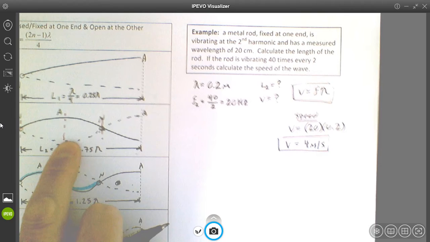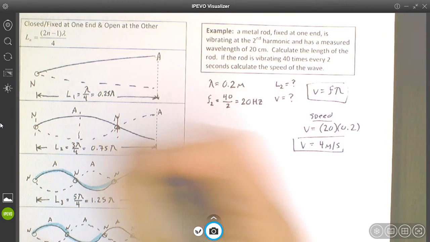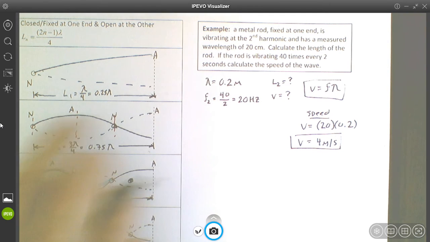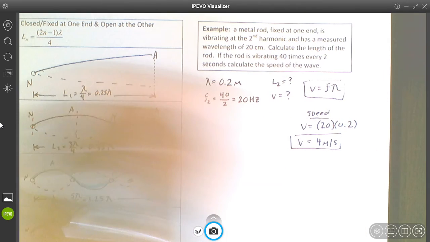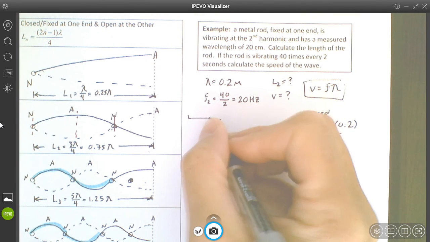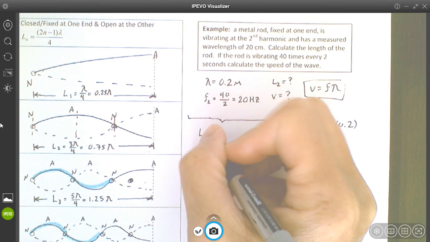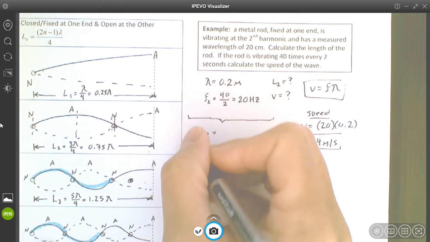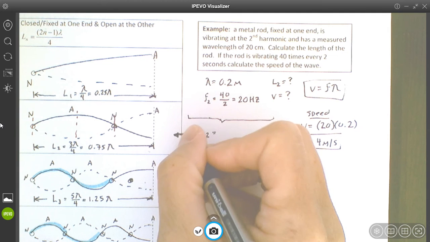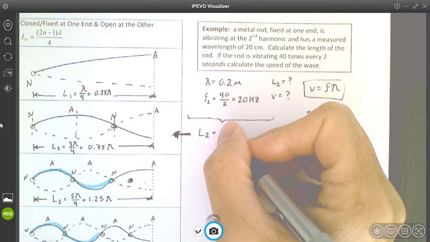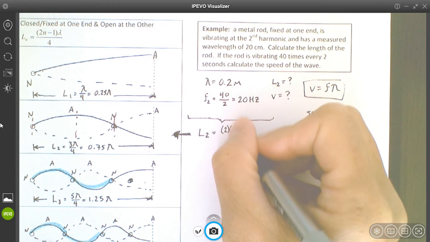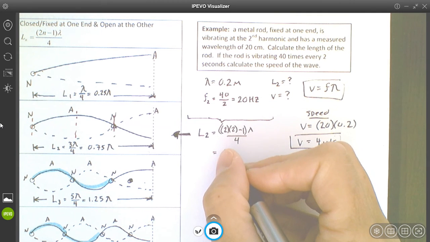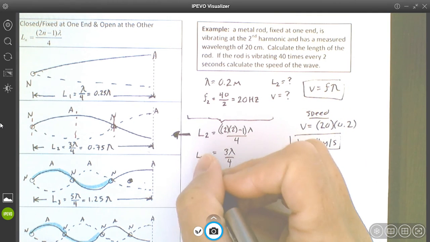It's vibrating at this harmonic right here, the second harmonic. You would typically draw this to find out that there's a half and a quarter to give you 3/4 or 0.75 wavelengths. Or you can use the equation. So to find L2, you could draw this picture since we know it's this situation right here. That's important to recognize. You would just go 2 times 2 minus 1, lambda over 4, or draw the diagram and you would see that L2 is just 3 lambda over 4.